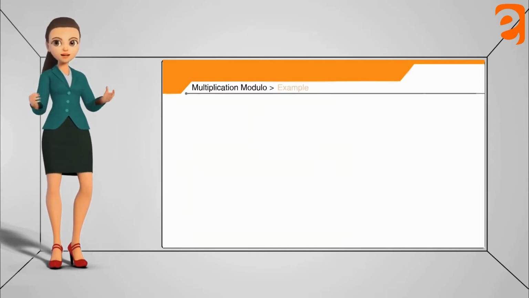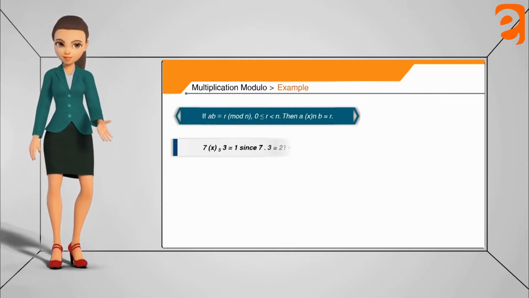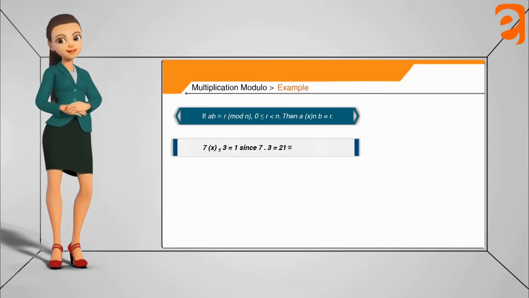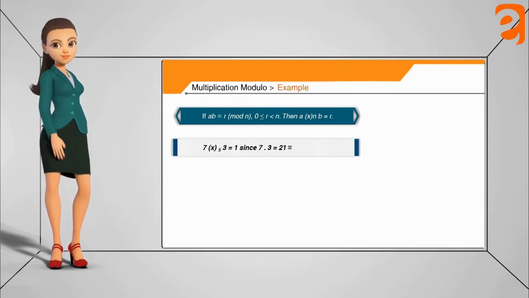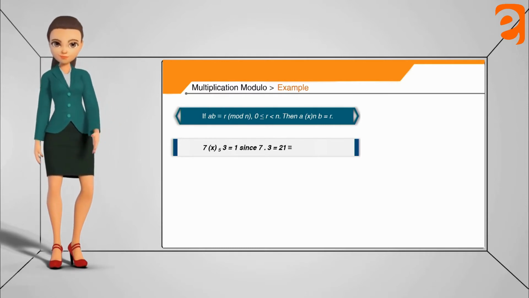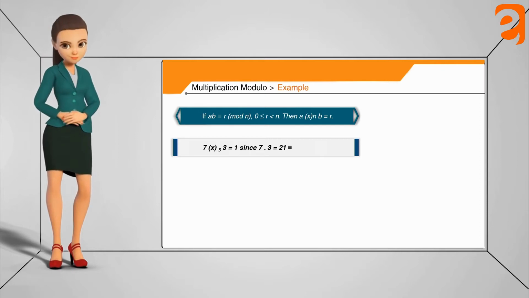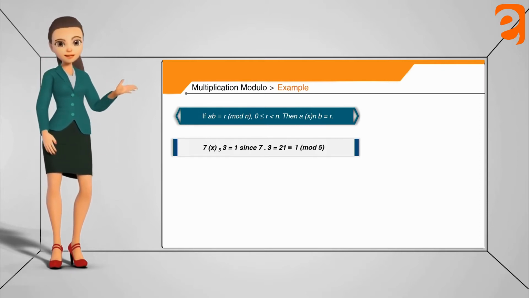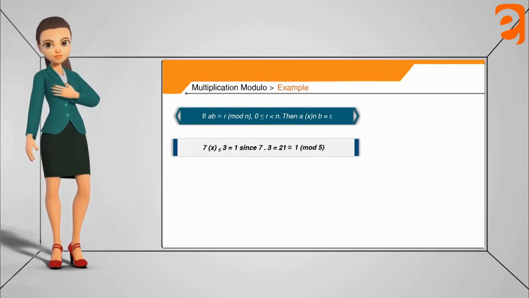So let's understand the concept of multiplication modulo with the help of some examples. Let's consider the first example. Here a is 7, b is 3, and the number n is 5. So how do we calculate the multiplication modulo? We simply multiply 7 and 3, which comes out to be 21. Now we divide this 21 by the number 5. The least non-negative remainder is 1. So this is how to calculate.